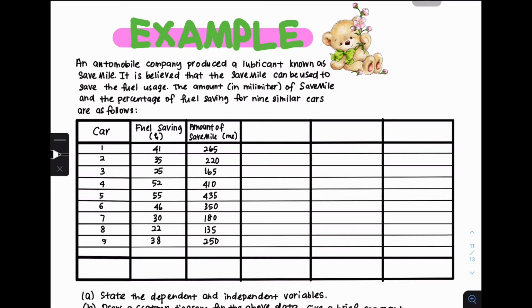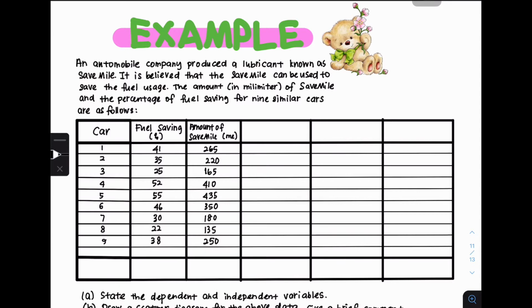Okay, so kita ada dua variable. Yang pertama peratus fuel saving, peratus kita punya minyak jimat, dan yang kedua adalah amount of Safe Mile, okay, dalam millimeter. So yang pertama sekali yang awak kena buat adalah kena decide which one is the independent variable dan which one is the dependent variable. So kita kena ingat yang dependent variable ni dia selalu bertindak balas ke atas perubahan yang berlaku kepada independent variable.